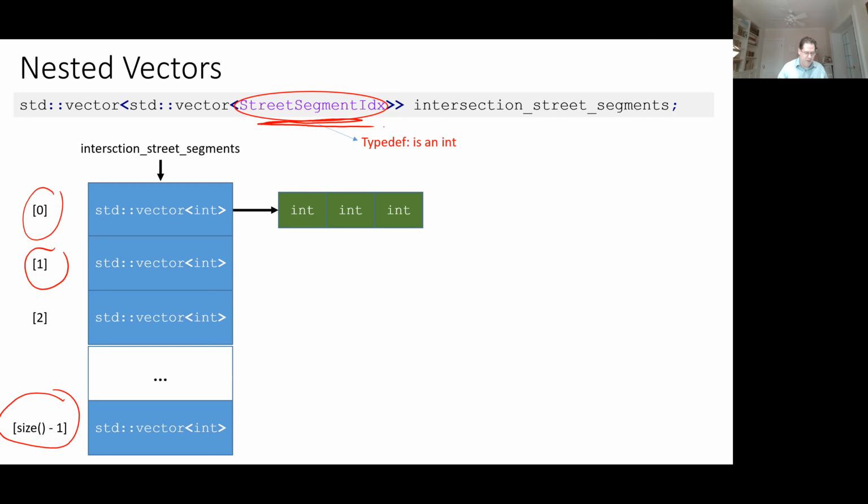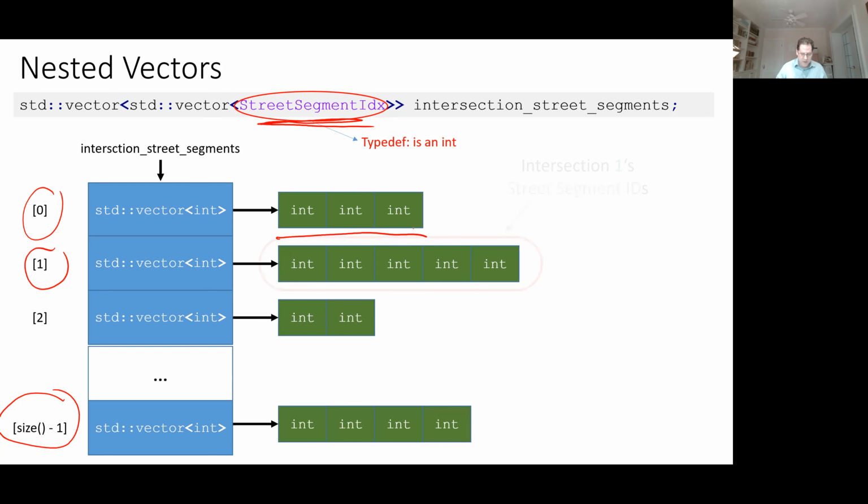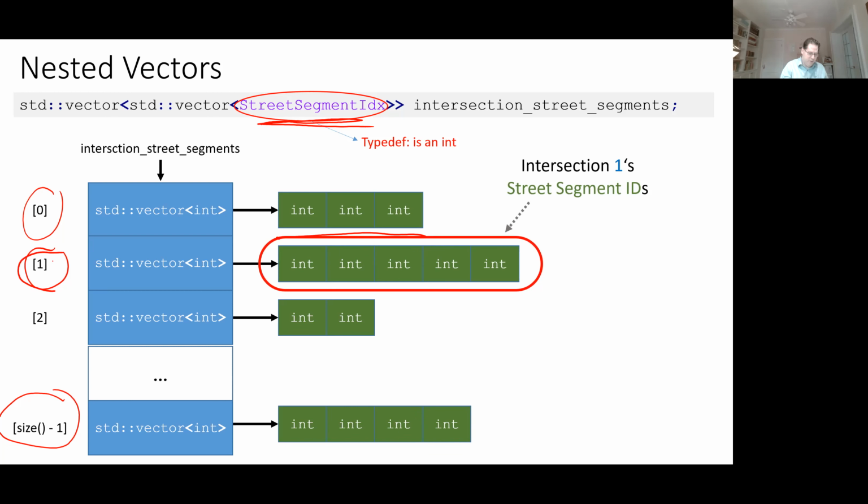And that vector is going to be the actual street segment IDs that are the answer, what street segments touch a certain intersection. So for intersection 0, we might have 3 street segments. For intersection 1, maybe there are 5 street segments that touch it, and so on. Okay, so this entry, once again, is for intersection 1, what are the IDs of all the street segments that touch that?